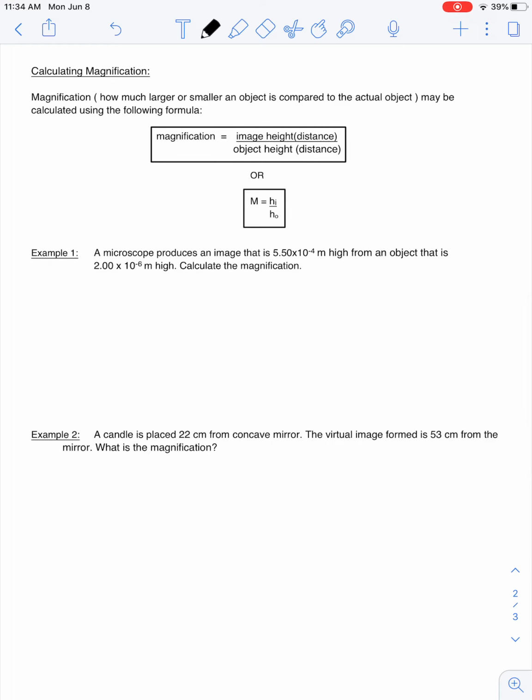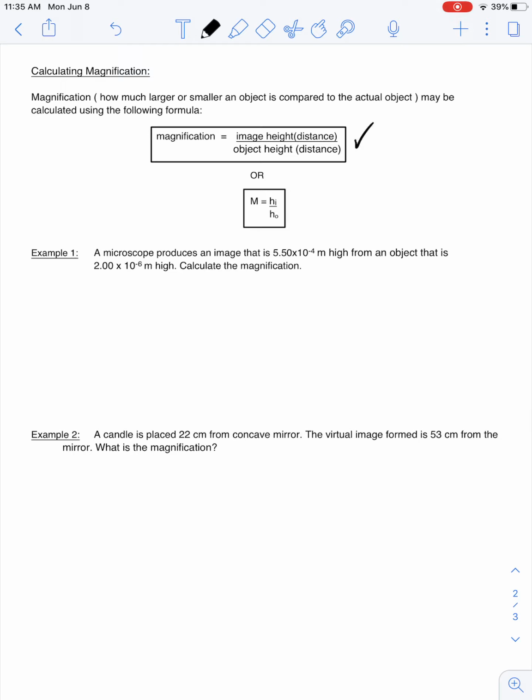So next is calculating magnification. Magnification is how much larger or smaller an image is compared to the actual object. It's calculated using this formula: magnification equals the image height over the object height, or the image distance over the object distance. It really depends on the information given. Sometimes they'll use distance, sometimes they will use height. So it just depends on the question.